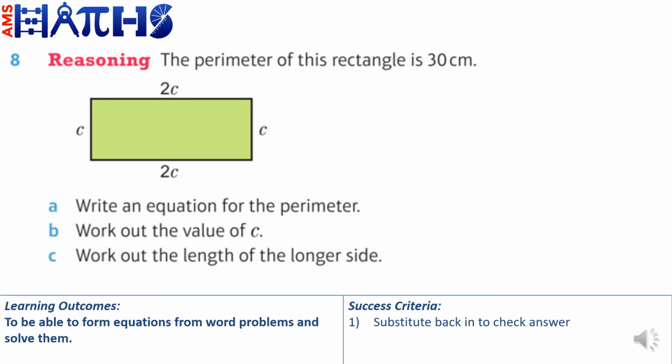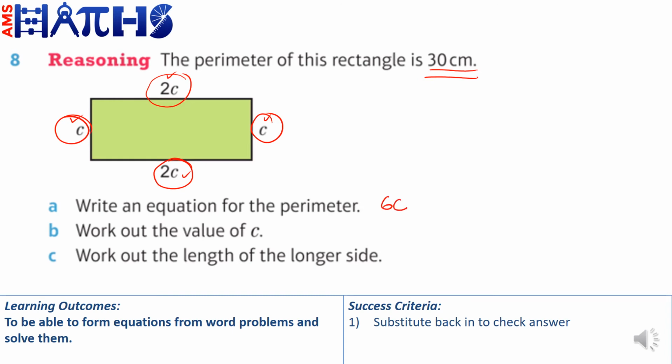Okay, it says the perimeter of the rectangle is 30, so we know when we add all the sides it should be 30 centimeters. However, we have not been given the values of the lengths. We've just been given the length to be 2c and the width to be c. So part A says write an equation for the perimeter. So we know that we need to add all the sides to get the perimeter. So we're going to add the sides. 2c plus 2c is 4c. Add one more c gives us 5c. Add one more c gives us 6c. So for A it's 6c.